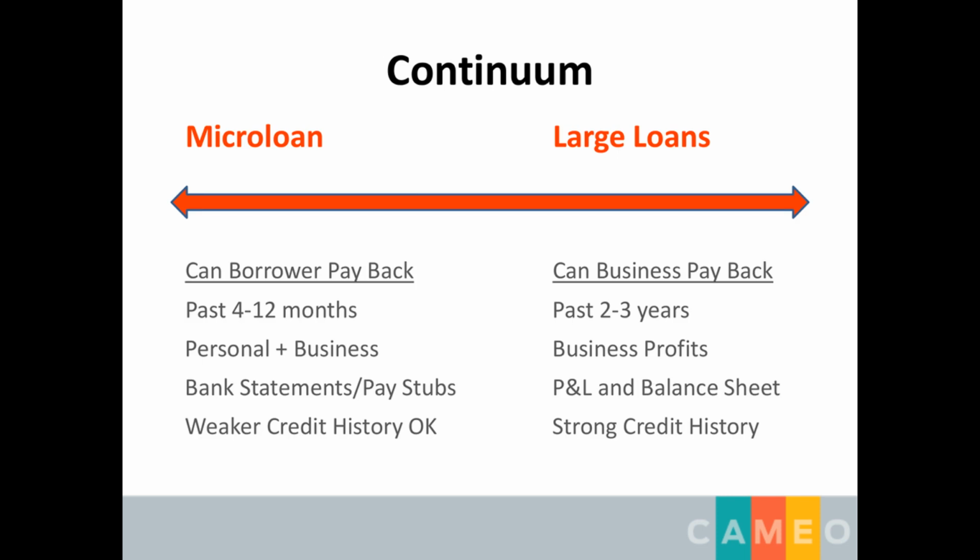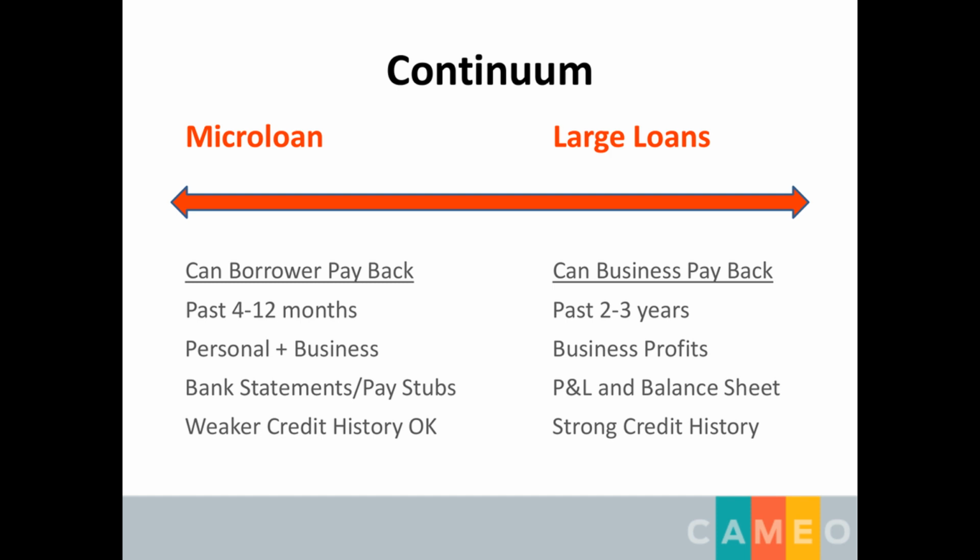One of the things about microlending versus larger loans is there's a continuum here, and there are different standards on how to underwrite loans at the very small end of the spectrum versus the big dollar end of the spectrum. And there aren't any hard and fast rules here, but there are some general things we can say about how it looks different. On the microloan end, when you're doing very small loans, you're really looking at whether the borrower can pay back the loan. And that means the borrower's entire business and personal situation.